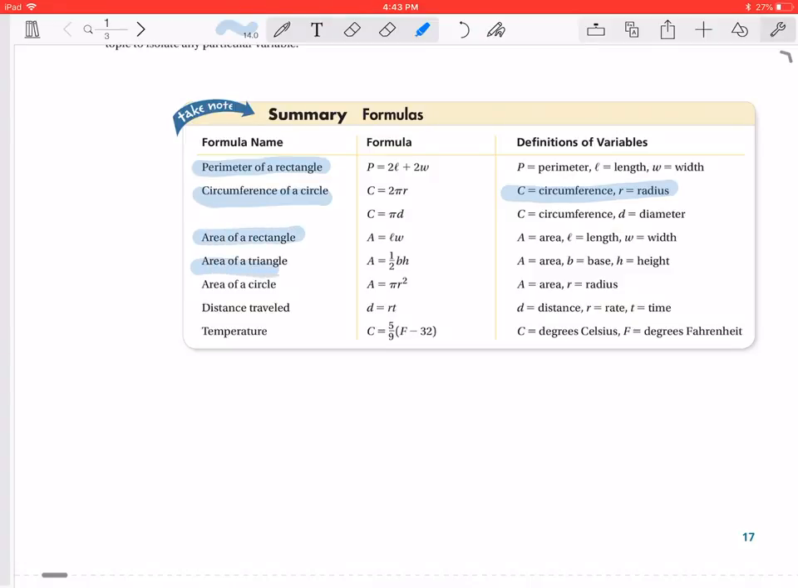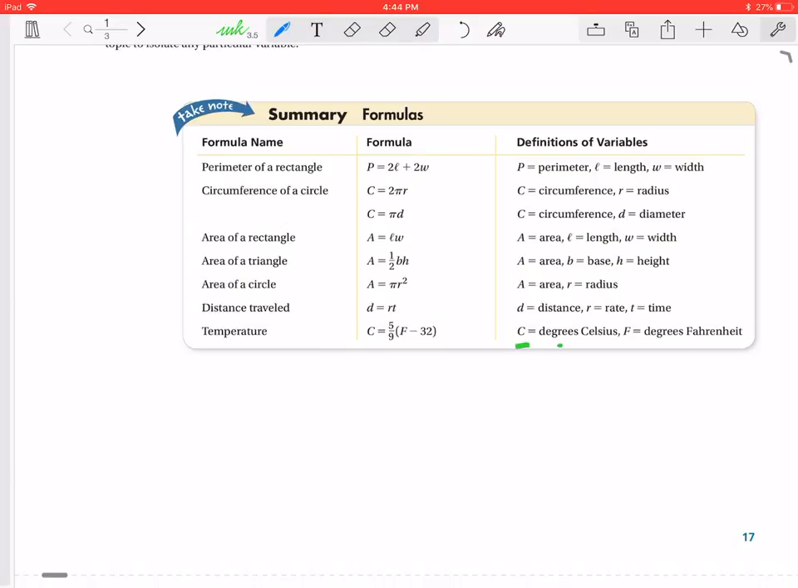And we also have the area of a rectangle, the area of a triangle, area of a circle, distance traveled, and temperature. So these are formulas that you should be at least somewhat familiar with. You don't necessarily have to memorize them, but you should be familiar with and understand the relationship. Distance traveled, that's d is the distance, is equal to the rate times the time, okay, the product of the rate and the time.